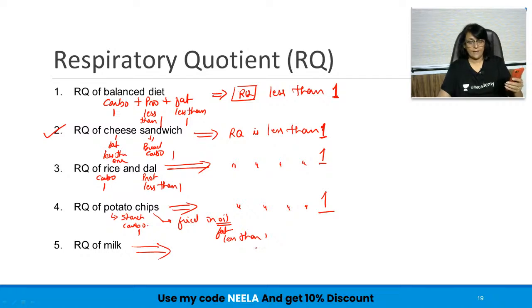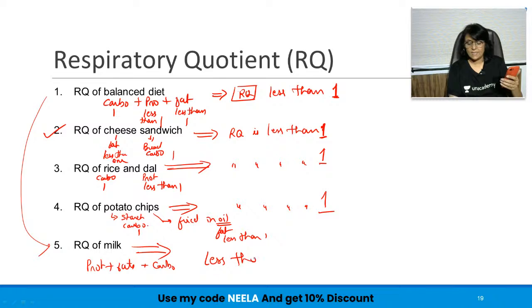I'm going to ask you why. So be ready with that answer also. Why do you think it is less than 1? Ayush. Milk contains 3.4 grams of proteins. That's why I think it will be less than 1. Is fat also present in milk? Milk is considered as a balanced diet. It has proteins, fats and carbohydrates. So don't you think it is similar to this? It has proteins, it has fats, it has carbohydrates, and that is why RQ is going to be less than 1.